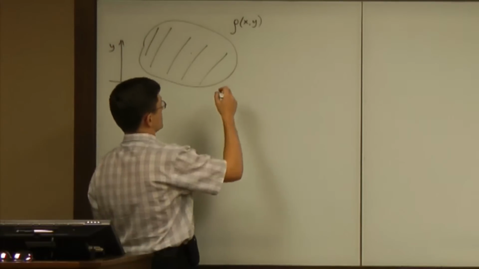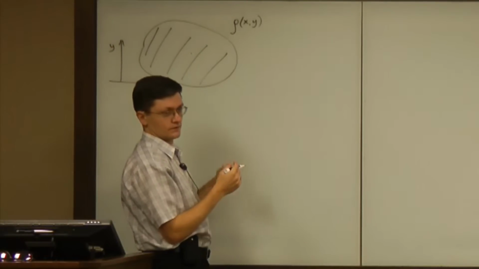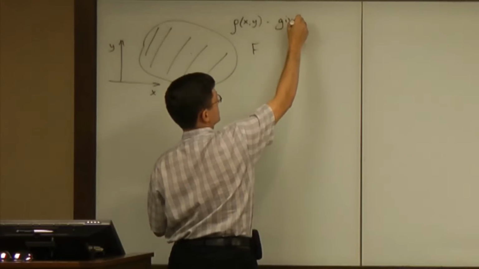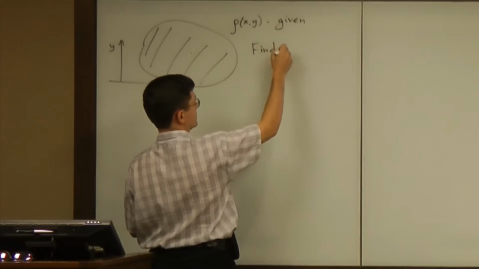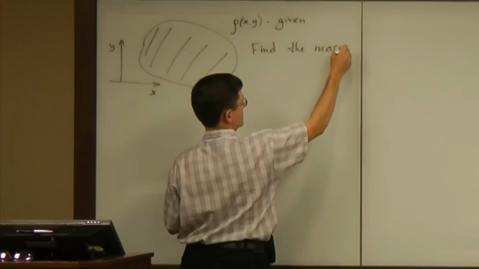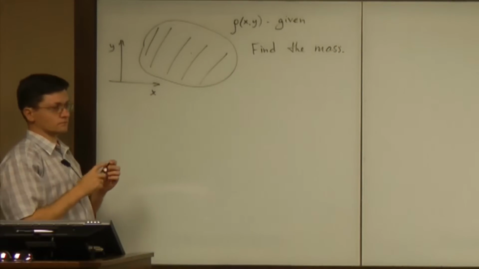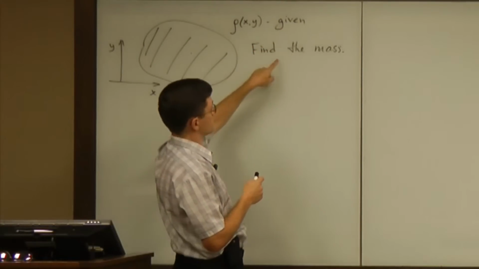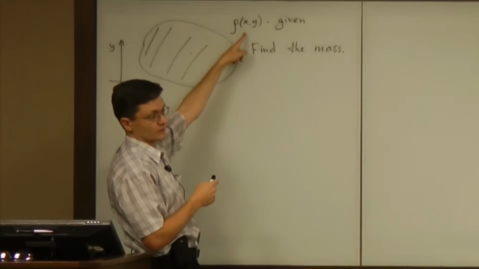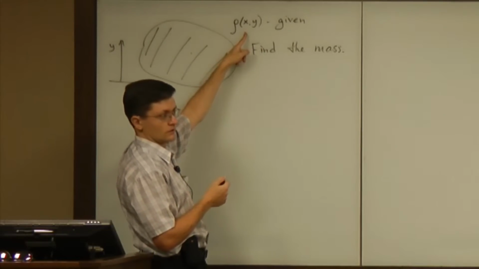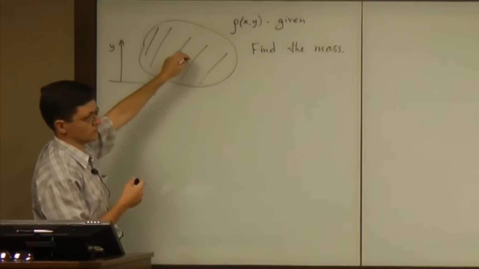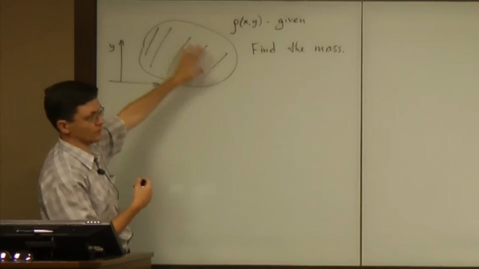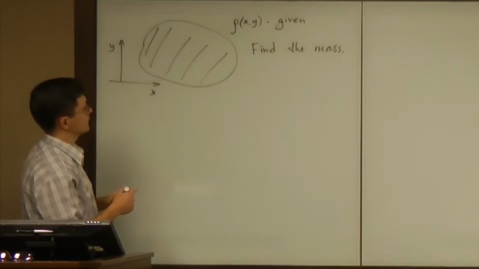And then the question is to compute the total mass of that plate. So if the density is given, find the mass of that plate. Because of course, if the density is constant, then the mass is simply the area multiplied by that density. And assume the density is weight per area, not per volume. And so we are in a flat situation.